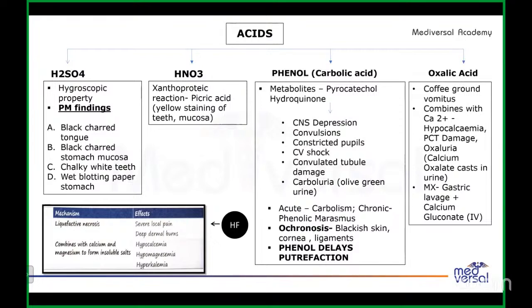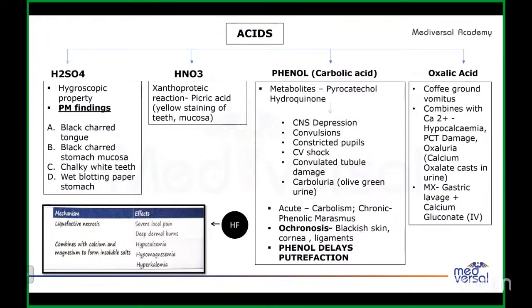Because it's also called carbolic acid, when it gets excreted via the kidneys, it leads to an olive green urine on standing, which is also called carboluria. Acute features of phenol toxicity include carbolism. These are the features that I've already talked of, which is CNS depression, convulsions, miosis, shock. Whereas in chronic, we find phenolic marasmus. And when I talk of marasmus, I'll take you up in the later segments where I'll talk of how marasmus is, and then we can easily relate them to phenolic marasmus.